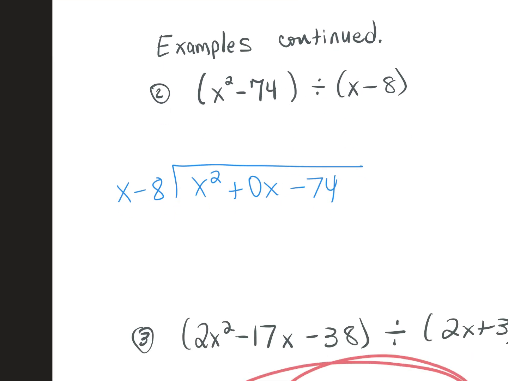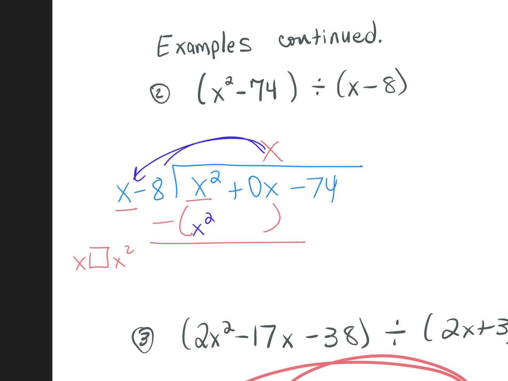So here we go. First term into first term. X times what gives me x squared? X. Look, I'm going to put it right here above my x column. Get your subtraction ready before you multiply. X times x gives me x squared. X times negative 8 is negative 8x. Everybody with me? Okay, so before we subtract, what do I have to do? Distribute. So change, change, change.